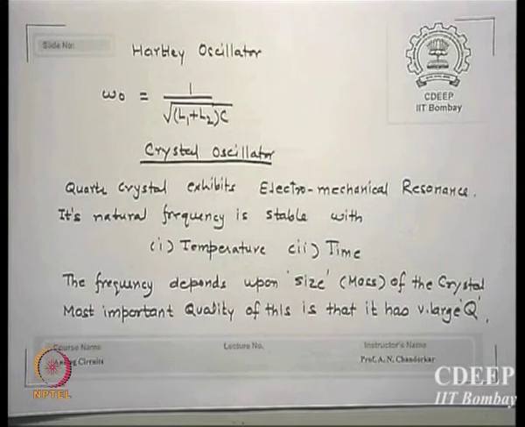Larger mass होगा तो क्या होगा? Higher frequency होगी, कम frequency होगी. So जितना बड़ा quartz crystal खरीदेंगे उतनी lower frequency का रहता है, जितना छोटा quartz crystal खरीदेंगे उतना वो higher frequency के लिए रहता है.